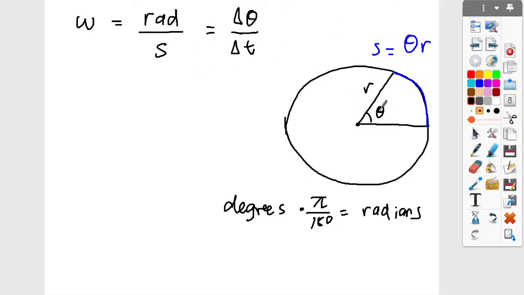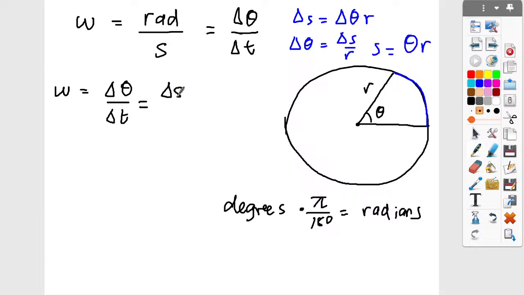So if we have s is equal to theta times r, where r is constant, so the change in s, I'm using s as arc length, so the change in s is equal to the change in theta times r. So the change in theta is equal to the change in s over r. So what does that mean? That means that the angular speed, which is the change in theta over the change in time, is also equal to the change in s, the arc length, over r times the change in time.